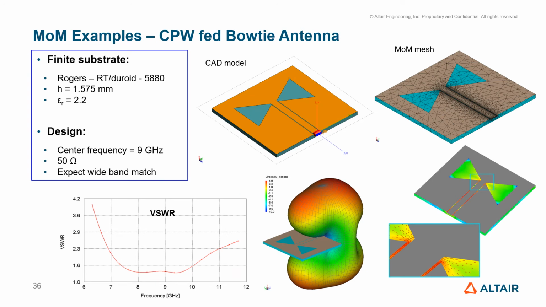One more example with method of moments is a coplanar waveguide fed bow tie antenna structure. So again, here you can see that we can model the dielectric and also the ground plane, and it is fed with an edge port for this structure. And of course, you can also refine the mesh where the current density is expected to be more, and where more variation is expected, and you can see the VSWR. So just illustrating that method of moments can handle different types of antenna problems that we come across in our work.